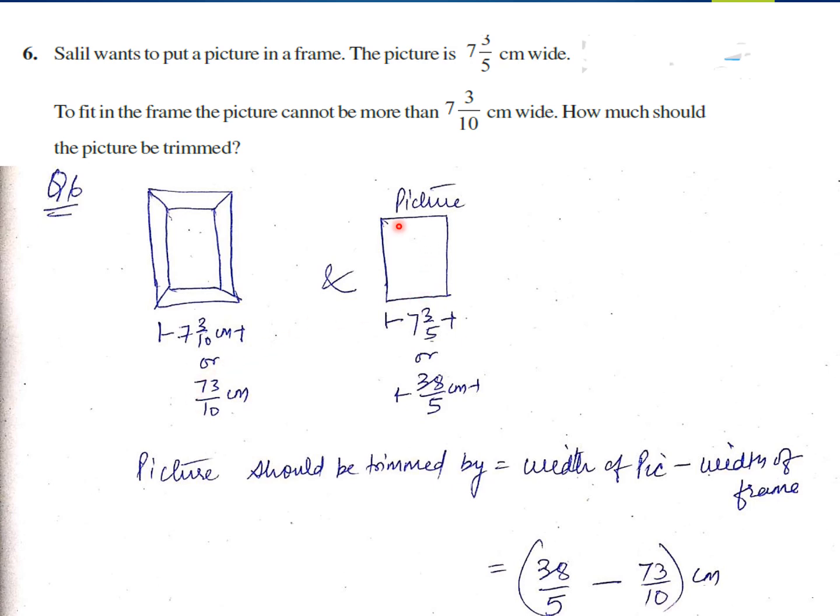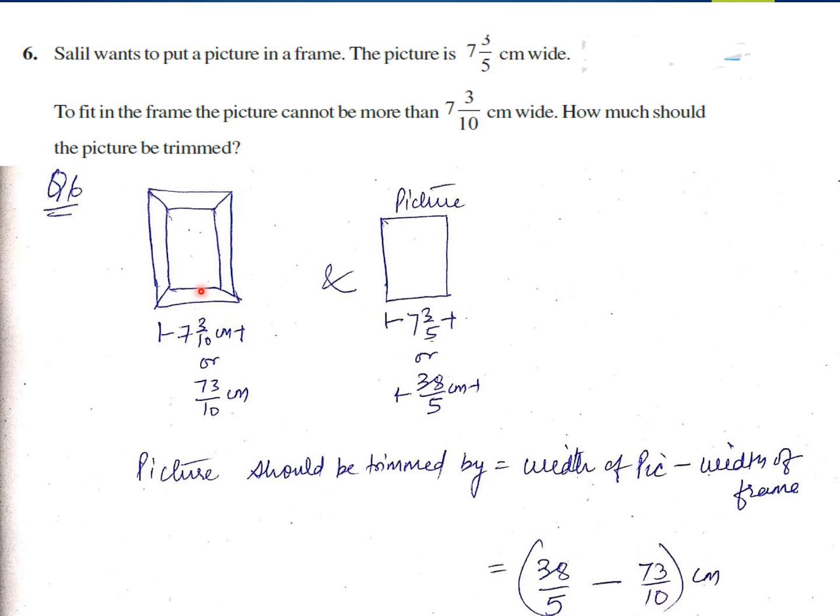And I am having a picture, suppose your picture. Okay, this picture's width is 73 by 5, that is 38 upon 5. First of all, they are not comparable, so you have to make this how much? You multiply with 2 by 2 so that the denominator becomes the same. So you can see this value will come larger. So that means the photo you have has a larger width than the photo frame. So you can't fit this photo in this frame.